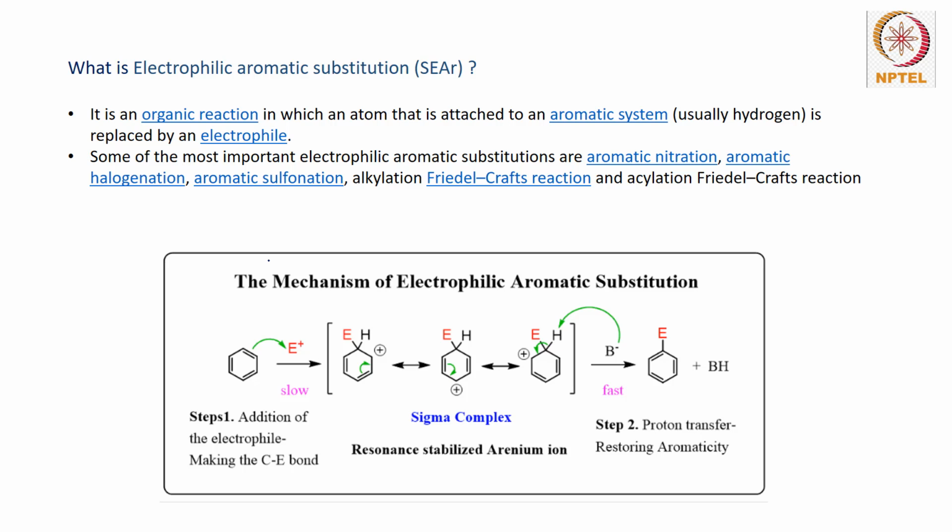So I will go to those topics in the upcoming classes. By this one, then substitution and elimination will be finished. So what is electrophilic aromatic substitution? It is an organic reaction in which an atom that is attached to an aromatic system is replaced by an electrophile. From the name you can get an idea, like SN1, SN2.